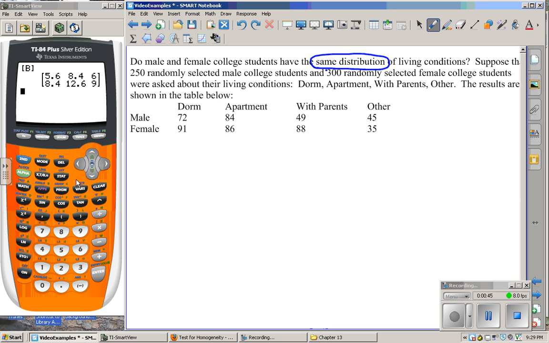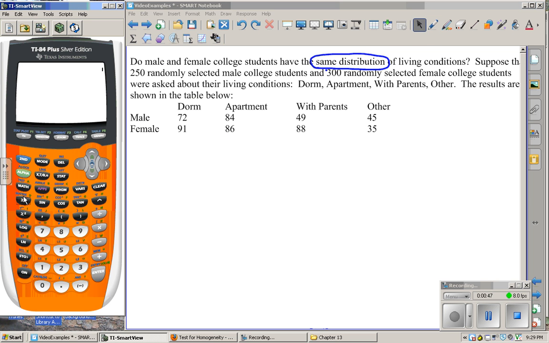So the first thing I want to do is go in my matrix, go over to edit number one, and we need to put the data in. This is a 2x4. So we're going to put our data in: 72, 84, 49, 45, 91, 86, 88, and 35.